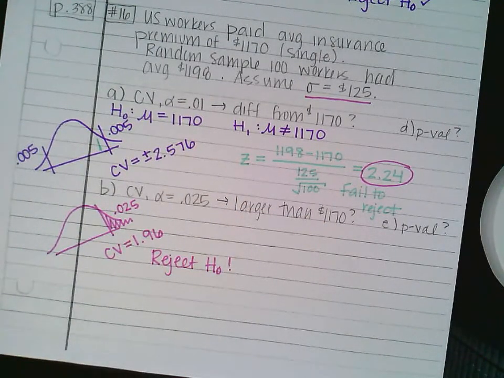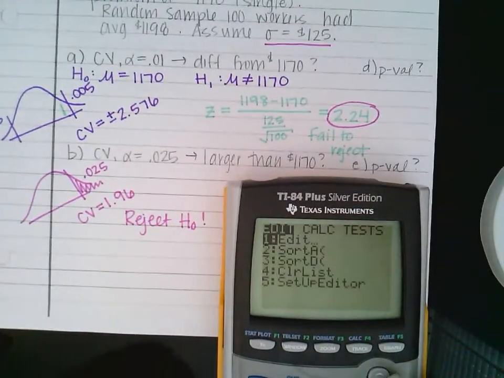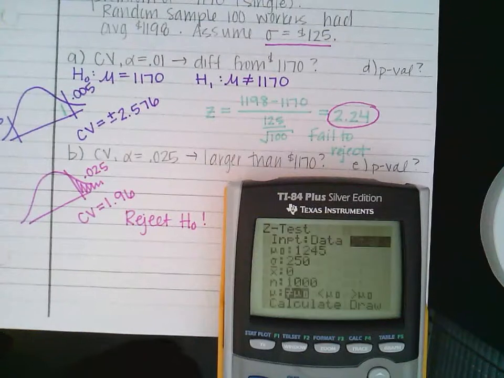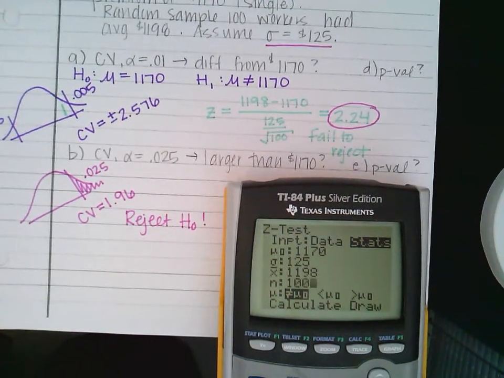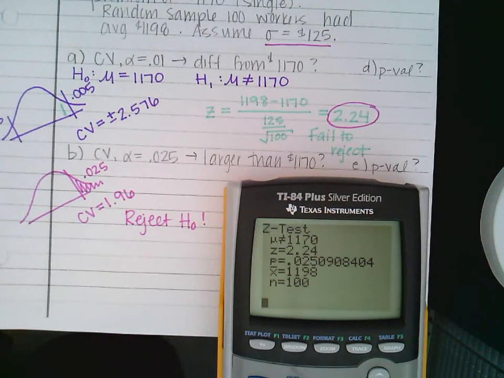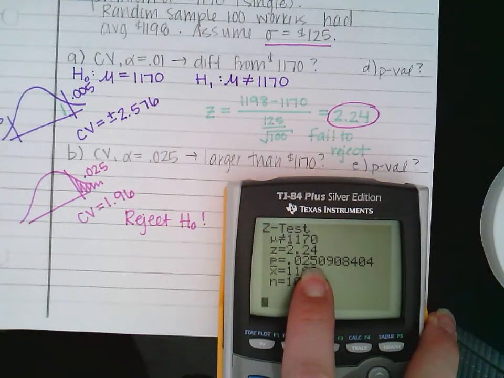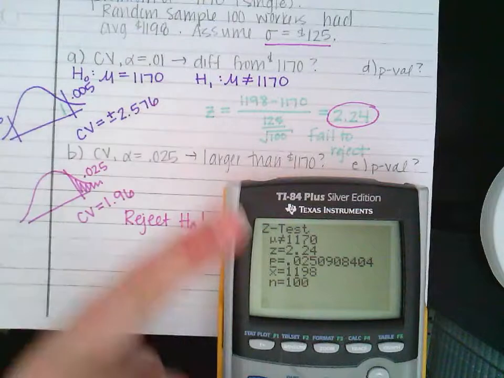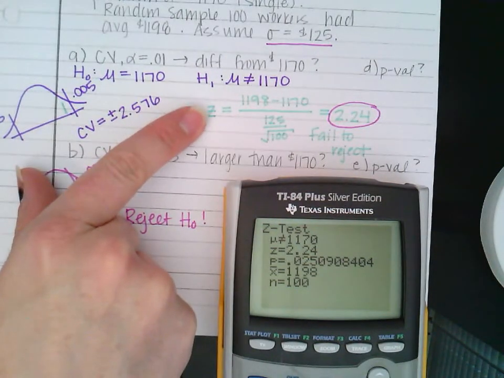All right, let's run this in the calculator to get the p-values here. I'm running a z-test: 1170, 125, here's my mean, and 100, and let's run the not equal to first. That p-value of 0.025 is not less than my alpha level, so that's why I did not get significant evidence for rejection here.